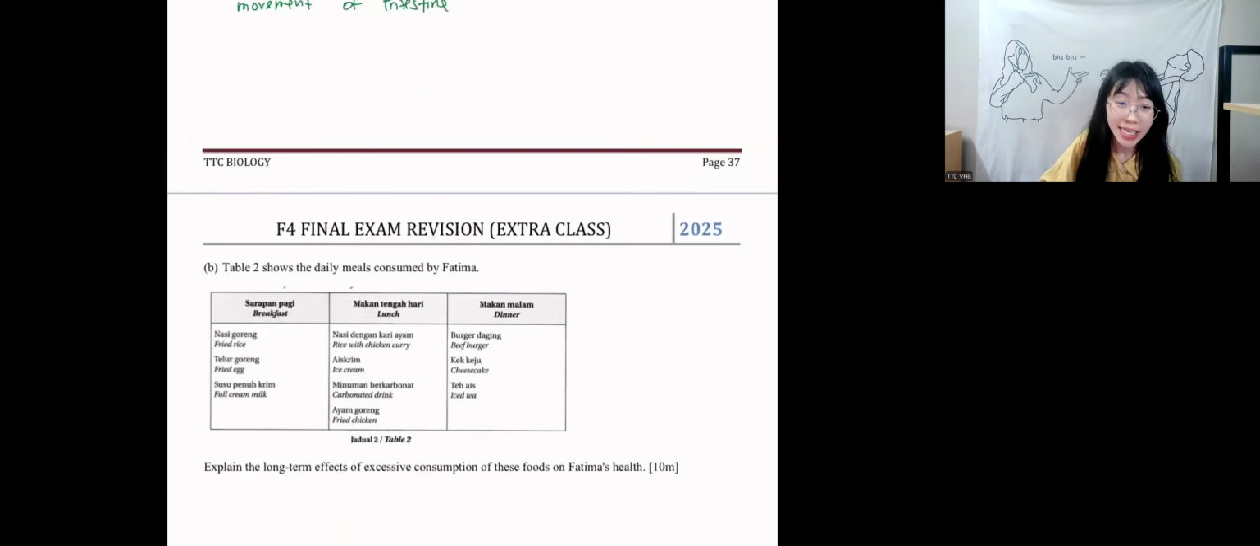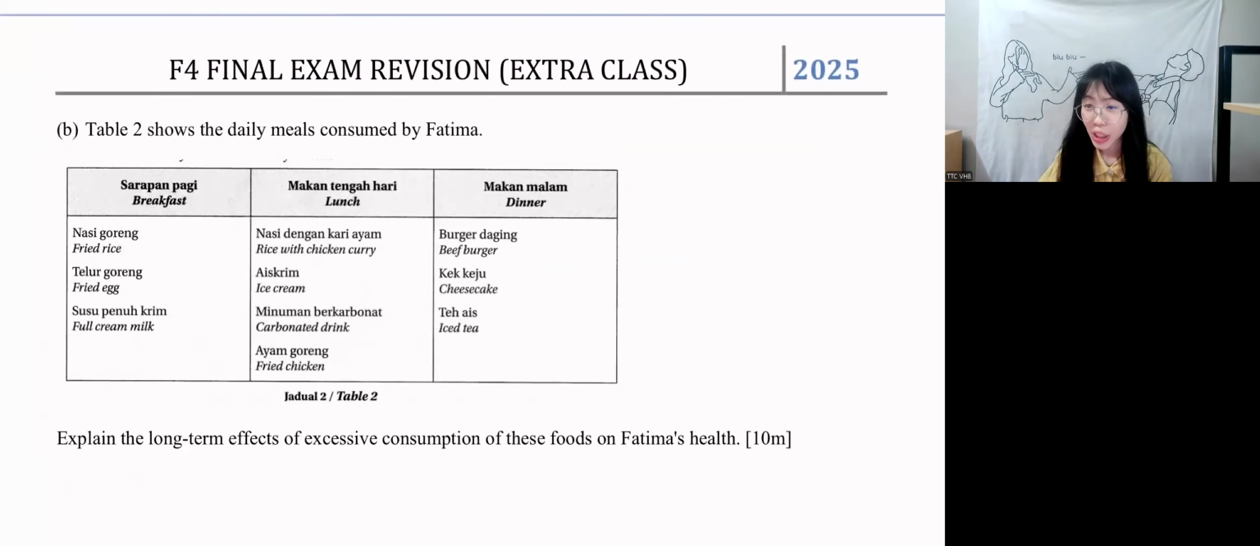Is this a healthy menu? Do you think this is healthy, guys? Oh, very healthy. Wow, okay, I'm impressed. Of course, it's not healthy. Why? Because there's too much carbohydrate, too much glucose, too much lipid. You have fried rice, full cream milk, curry chicken, ice cream, everything is carbohydrate.